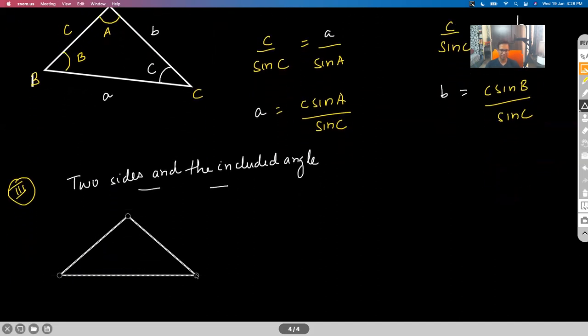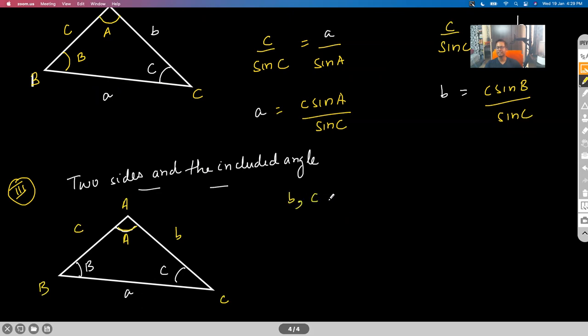So again, let me make a diagram. Let's say ABC is our triangle. And the question setter has provided you with, let's say, small b and small c, and he has provided you with this angle A. Then how do you find out the other things? Again, let me make this in yellow because it is already given to me. How do you find the other things like small a, angle B, angle C? So here b, c, and A are given to you. How would you find small a, capital B, capital C? What tactics will you use?